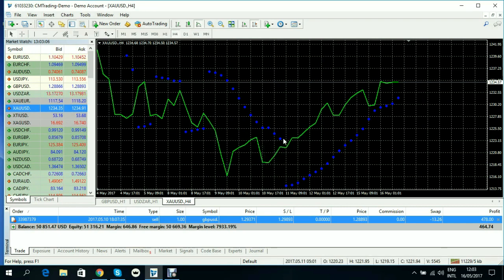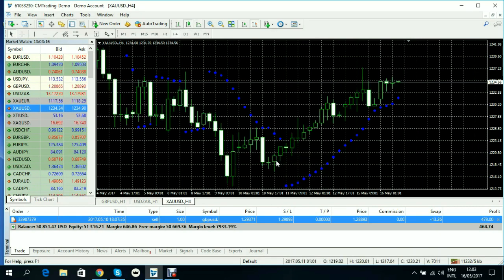On the other hand, when the dots appear below the trend, the price trend, or appear below the candlesticks, all throughout, market was buying and it's still buying.